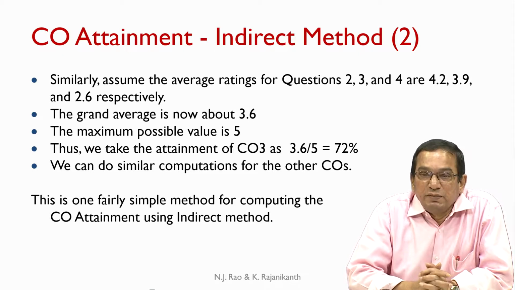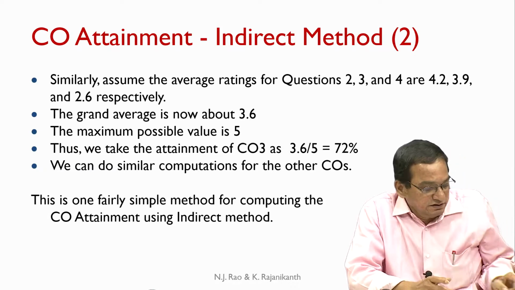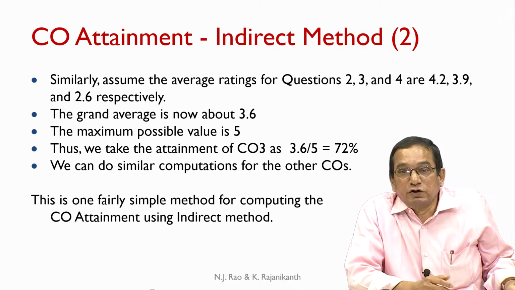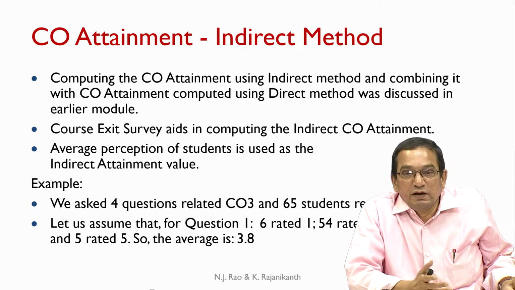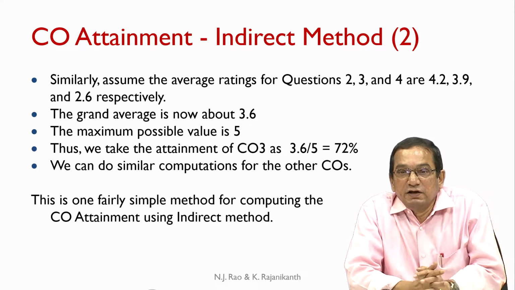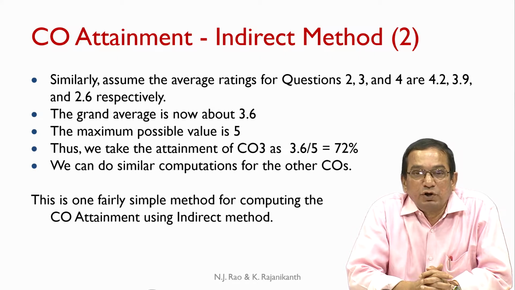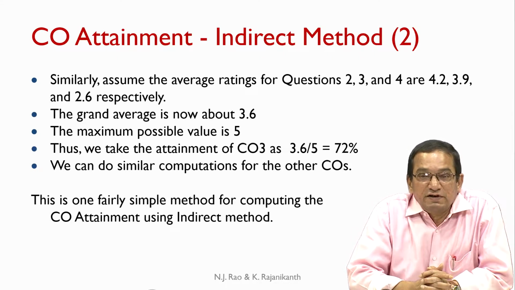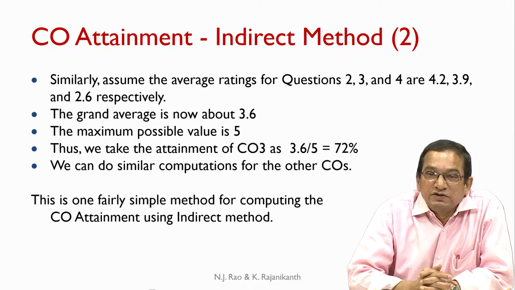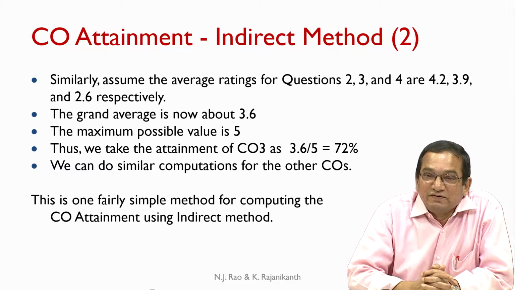Of course, this is to be combined with the direct attainment in the ratio of 10:90, 10%, 90%. But this is one simple way of computing the indirect attainment of a CO. And further, the specific answers, their average values, also give you some kind of a clue. For the first question, the average value was 3.8, for the second 4.2, then third 3.9, but for the fourth question, the average value is only 2.6. That means that is the specific competency where the majority of the students are not comfortable.